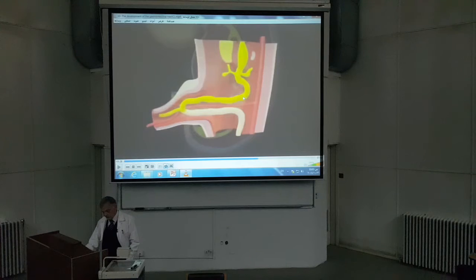This is called the proximal loop. And this is the distal loop. This is going to be the small intestine, and this is going to be the large intestine.